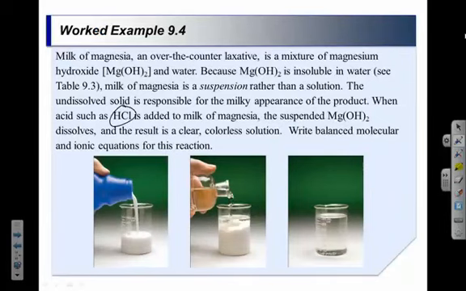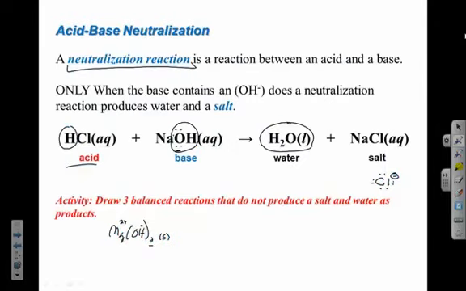I'm going to react it with HCl. That's right, for some reason I missed that HCl. I'm going to react that with HCl, which I know is an acid. So in this particular case, what is my base? Is it the magnesium? Is it the OH minus? Yes, the OH minus, right?